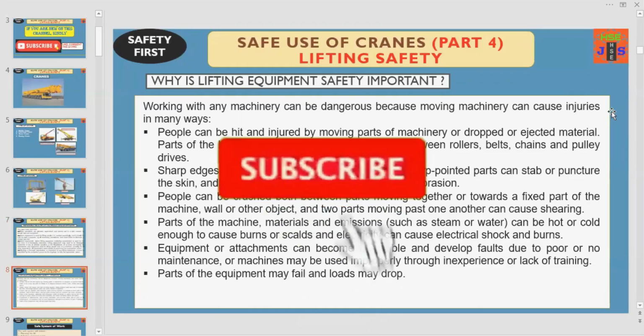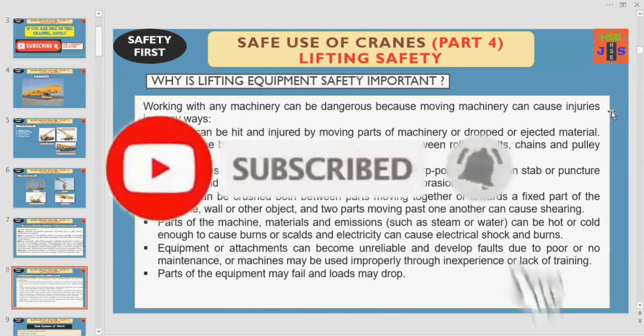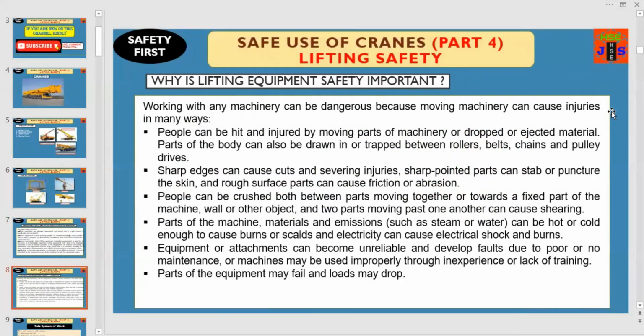Working with any machinery can be dangerous because moving machinery can cause injuries in many ways. People can be hit and injured by moving parts of machinery or dropped or ejected material. Parts of the body can also be drawn in or trapped between rollers, belts, chains, and pulley drives. Sharp edges can cause cuts and severe injuries. Sharp pointed parts can stab or puncture the skin, and rough surface parts can cause friction or abrasion.